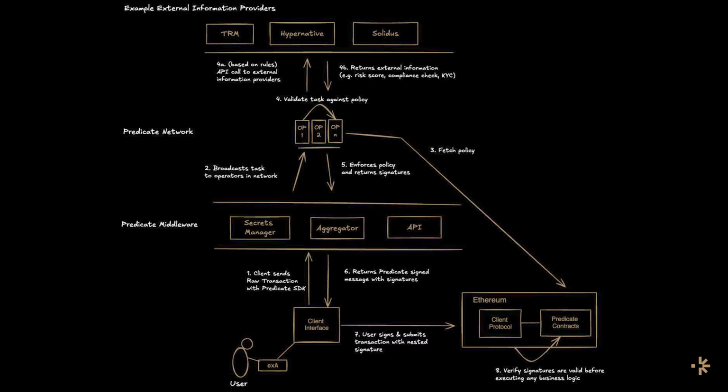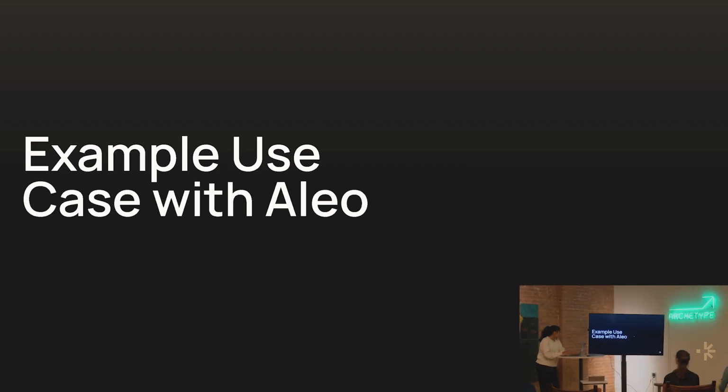If you go in a little deeper, the actual network consists of a few different components. There's the predicate middleware, which takes the transaction information and broadcasts it to the operators. Then there's the operator network, which currently is a proof of authority network, and eventually will be permissionless with rewards and slashing. They can also interact with external information providers, which are third parties like TRM, Hypernative, or Solidus. But that does create a centralization component in your system. So that's something people have to keep in mind when they're setting up this risk management stack for their application. So, example use case.